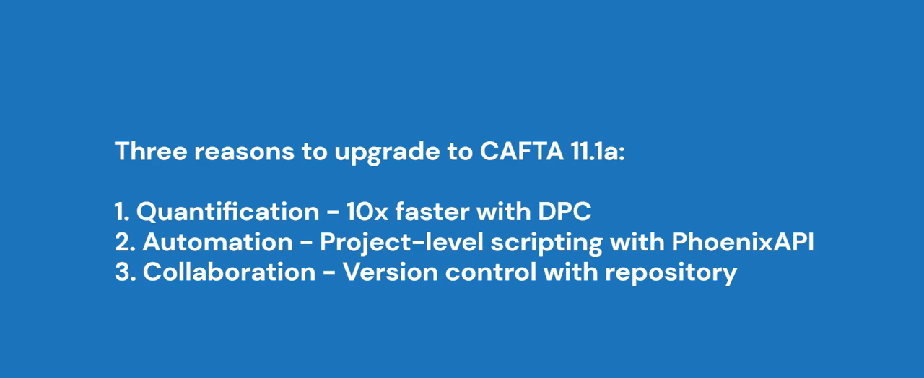What could that tenfold speed increase mean for your deadlines? How much time could you save by automating some of those repetitive project tasks? And how much smoother could your team projects run with robust version control and clear change tracking? These features in version 11.1a, they're more than just additions. They could genuinely change how you approach and manage risk assessment. It really seems worth exploring what version 11.1a might offer for your specific needs, both now and looking ahead.